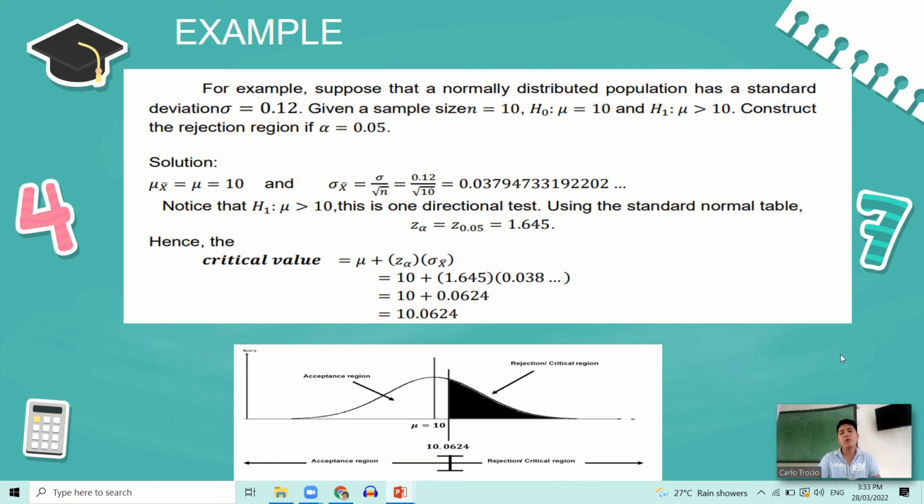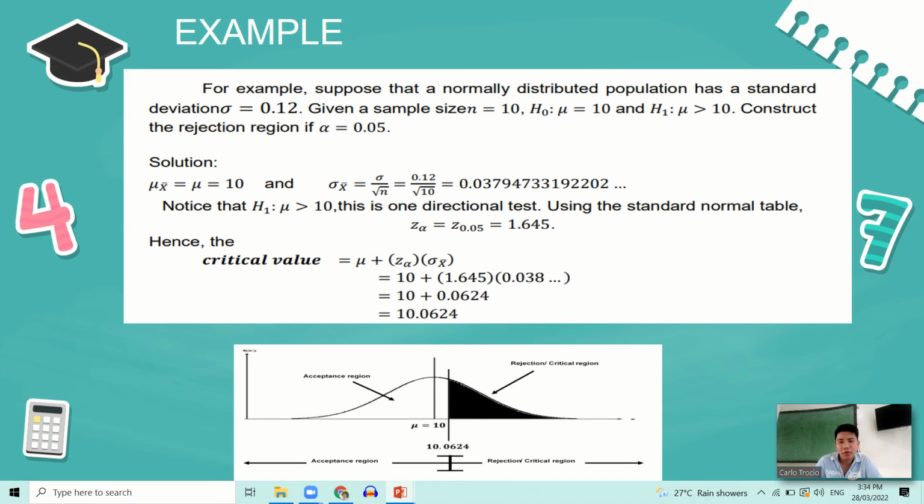So before we have the problem, let us have this example on how we are going to find the critical region. Suppose that a normally distributed population has a standard deviation of 0.12, given a sample size of 10, and the null hypothesis mean is 10. Let's say the alternative hypothesis says that it is greater than 10. Construct the rejection region if alpha is 0.05. So how to do it?